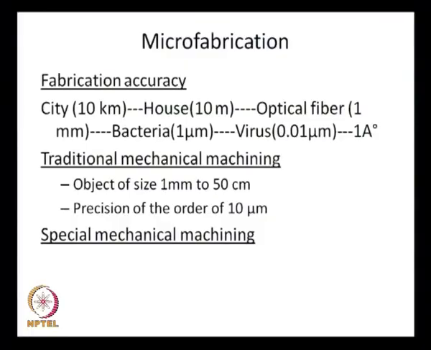When we look at fabrication accuracy, these are some of the scales that we have here. A city, 10 kilometer, house, 10 meter, optical fiber, 1 millimeter. These are not the fabrication accuracy, these are typical length scales that we consider. Okay. A house, where is the house located, and if you say within 10 meters where the house is located, you will be just fine. Whereas, where the optical fiber is located, you would have to say within 1 millimeter.